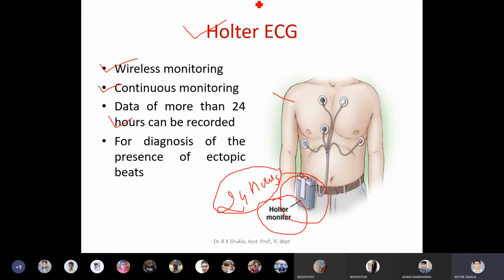And whenever the patient goes to the doctor, at that time the doctor just takes a look at that 24-hour data or 7 days data within, say, 1 or 2 minutes. It is possible. In 1-2 minutes they can see the entire 24 hours of data. And they can identify if there is any abnormality in the pattern. So this is for diagnosis of the presence of ectopic beats. The ectopic beats are the beats which are called extraneous beats.